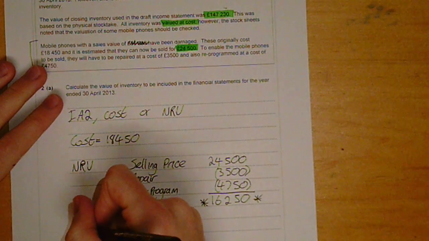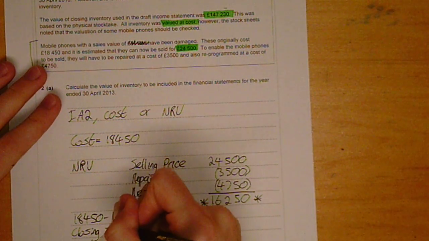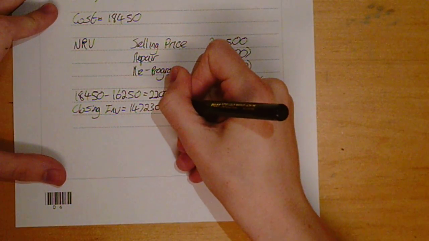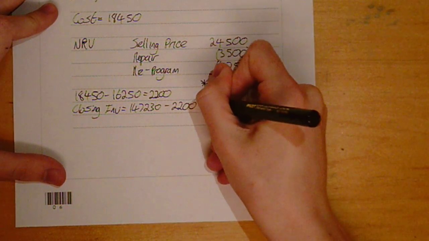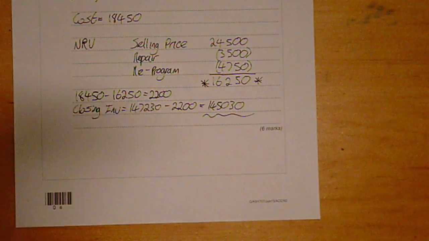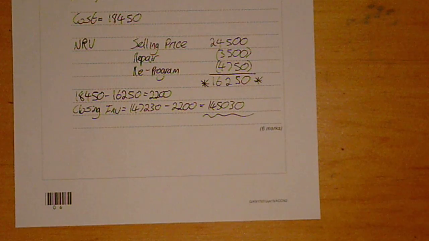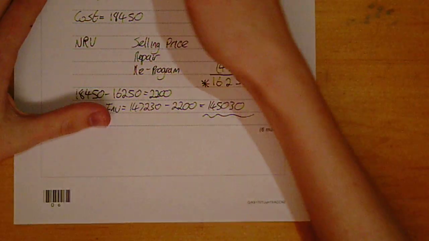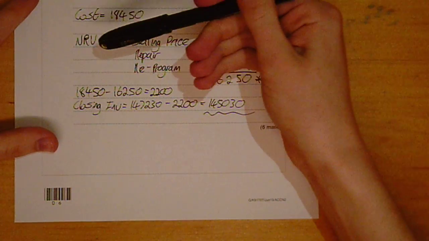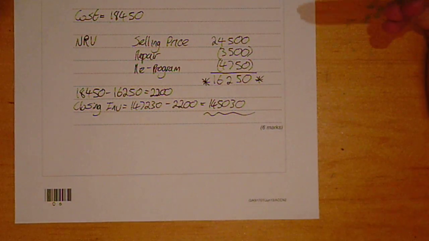So our new closing inventory is going to be 147,230 minus 2,200, which brings us to 145,030, and that's your answer. 6 marks, only really 2 major calculations to do. Just remember, it's the lower of cost or net realizable value because of IAS2, and we're being prudent. Calculate cost, calculate net realizable value, pick the lower, and then adjust the inventory depending on how they valued it. That's part A.